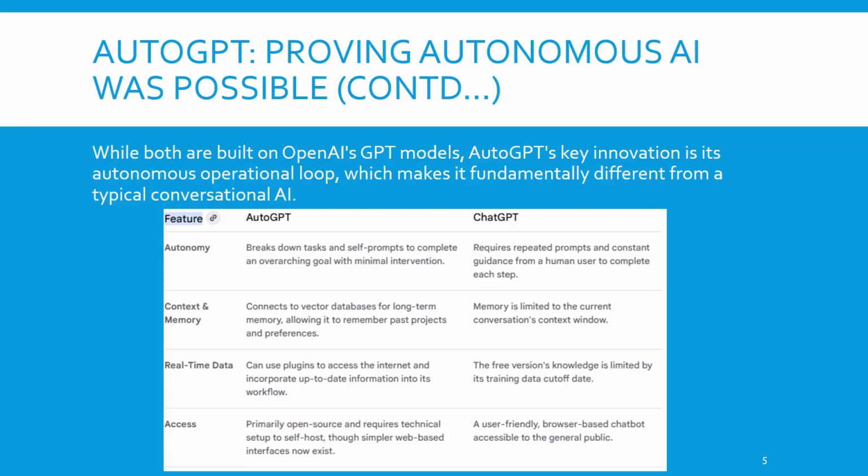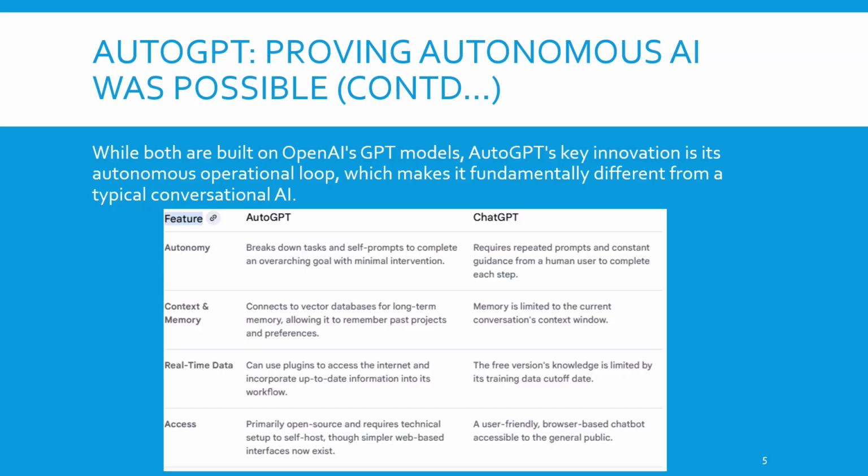As far as context and memory is concerned, AutoGPT connects to vector databases for long-term memory, which allows it to remember past projects and preferences, while ChatGPT has a limited memory. Real-time data can be accessed by AutoGPT through plugins to get up-to-date data, while ChatGPT has a knowledge cutoff date based on whatever version you are working with.